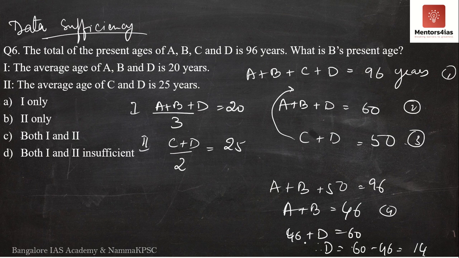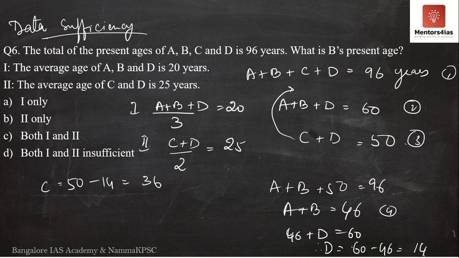Therefore, the age of D is 14 years. If the age of D is 14 years, what is C's age? C is nothing but 50 minus 14. 50 minus 10 is 40, 40 minus 4 is 36. Therefore, the age of C is 36. So, we are able to determine the age of C and we are able to determine the age of D.